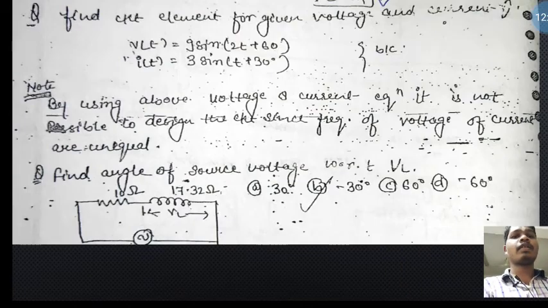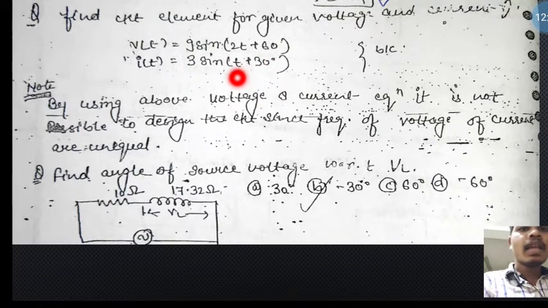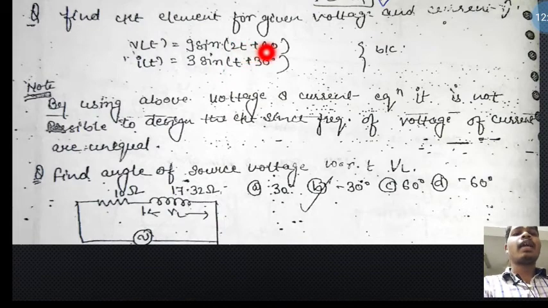Okay, is it clear to you? Now see another question. It is asking about finding the circuit element for the given voltage and current equation. Vt is equal to 9 sin(2t plus 60), and It is equal to 3 sin(t plus 30 degrees). So here, in this case the angles are given, but the omega t value is different, the frequency is different, here 2t and here t.